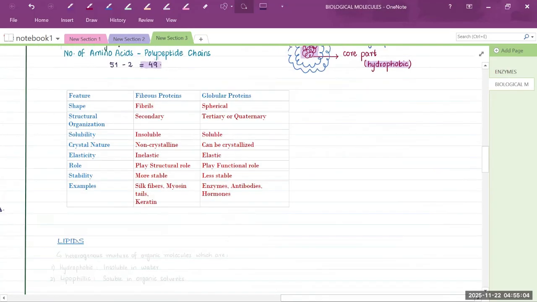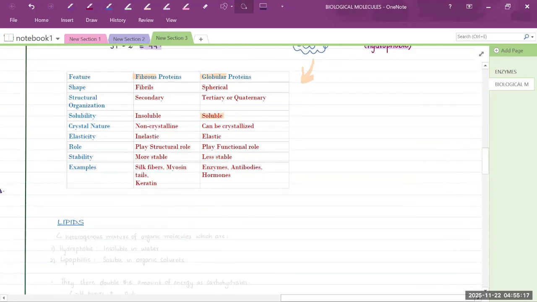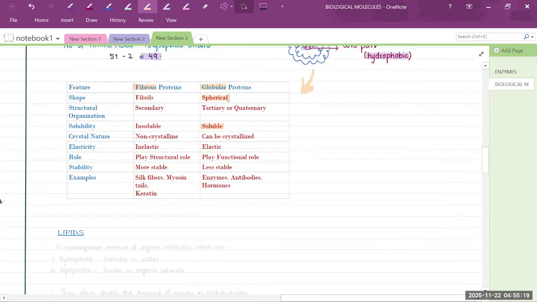Now we have two types of proteins. One is fibrous protein and the other is globular. We saw the globular one here. We also said that it is soluble in water. It is written right here. The shape is spherical. We can see that. Here, the shape of fibrous protein is fibrils. Basically, fibrils means strands like this. If you have strands like this, these are represented by beta pleated sheets.